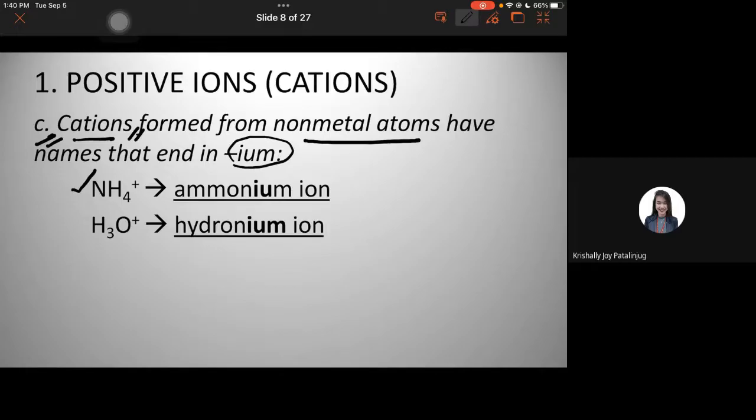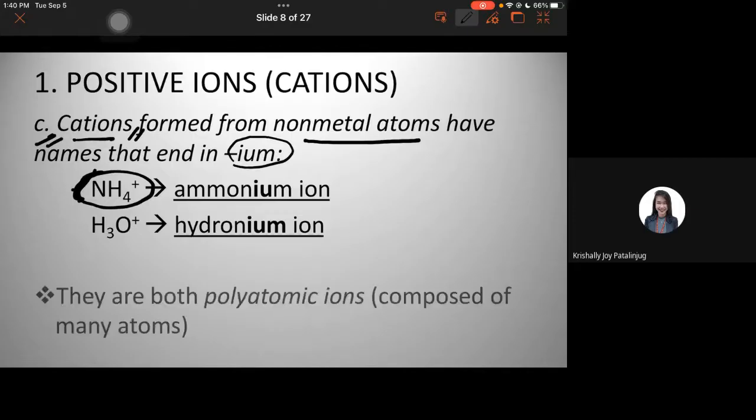The most common one is ammonium, and there will be more examples of inorganic compounds wherein you will be exposed to a formula that contains the ammonium ion. So please take note, do not forget, the ammonium ion is a cation, NH4 plus.